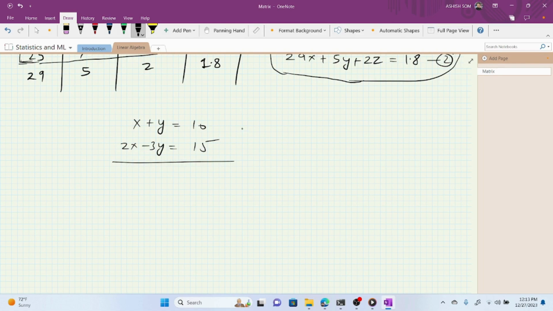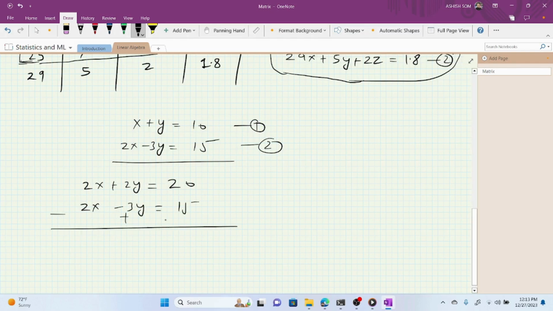So in this case, what we can do to solve this, one method, I can multiply equation 1 by 2, so it will be 2x plus 2y equal to 20, and then 2x minus 3y equal to 15. Then I use the negative sign here, it will cancel, and it will be 5y equal to 5.